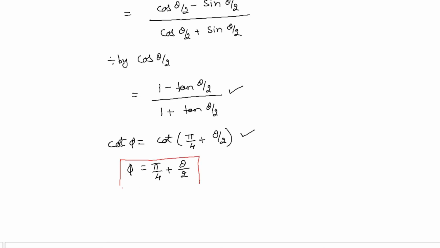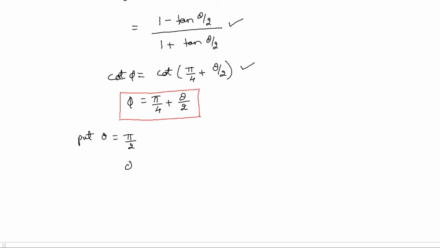Further, if you observe, the value of theta is given. So put the value of theta over here. What's the value of theta given in the question? The value of theta is pi by 2. We get phi equal to pi by 4 plus theta by 2, which is nothing but half times theta. So half times the theta value, pi by 2.